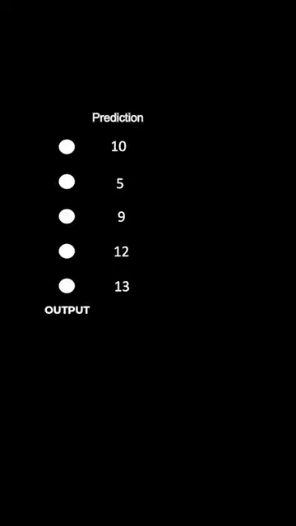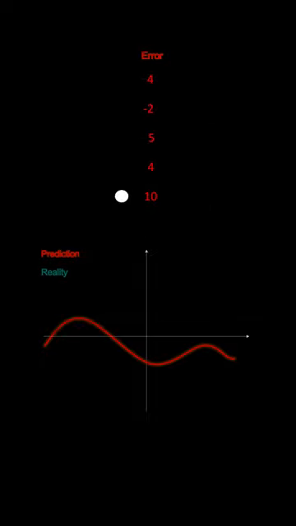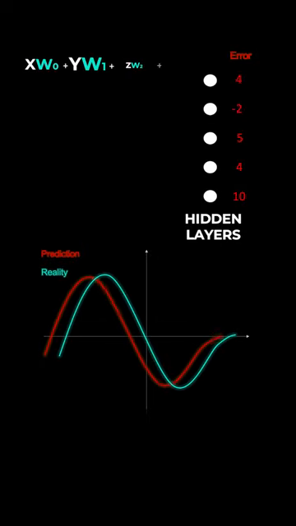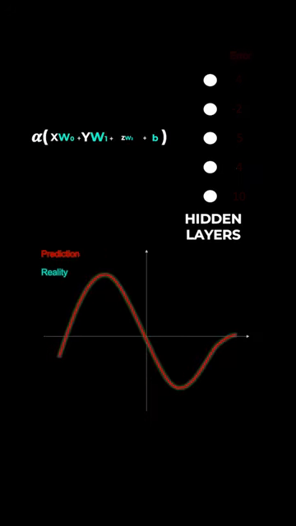Let's say our model just made a prediction. We then compare it to our real training data, and depending on the error, the hidden layers readjust the weights, add in bias, then wrap everything in an activation function to make the predictions fit reality.